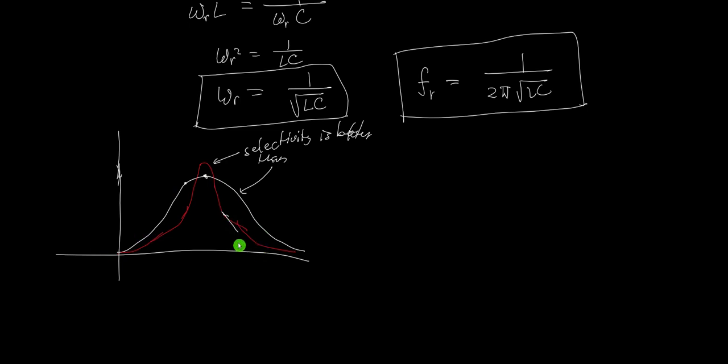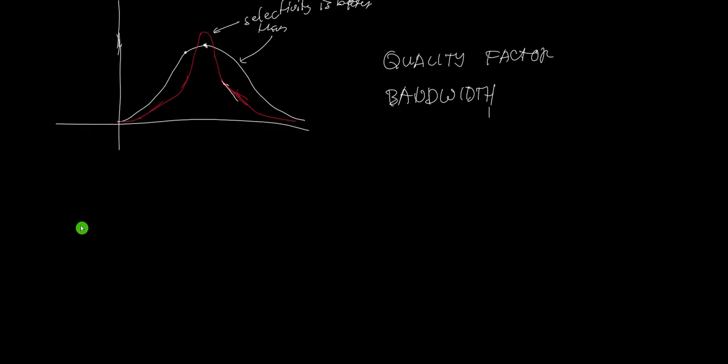And to describe that selectivity, we have two factors to quantify the selectivity. The first one, we call it the quality factor. And the other one is the bandwidth. So first, let's talk about quality factor. What is a quality factor of a certain circuit, of a resonant circuit?